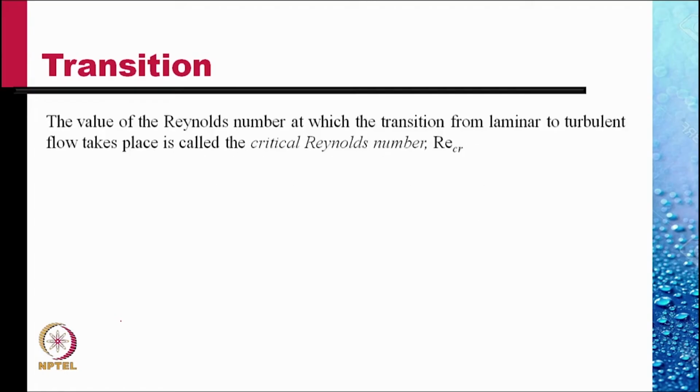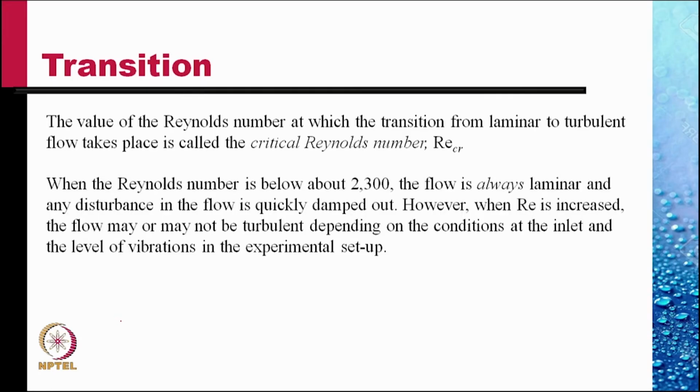The value of Reynolds number at which the transition from laminar to turbulent flow takes place is called the critical Reynolds number, Re_cr. When the Reynolds number is below 2300, the flow is always laminar, and any disturbances in the flow are quickly damped out. However, when Reynolds number is increased, the flow may or may not be turbulent depending on the conditions at the inlet and the levels of vibration in the experimental setup.